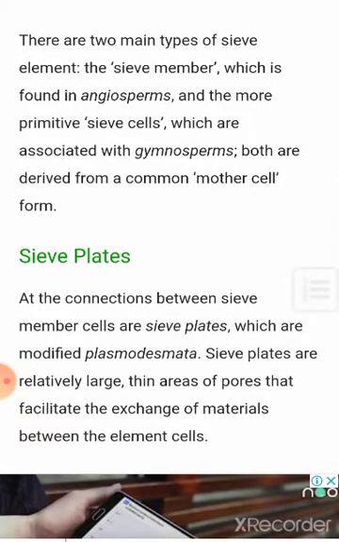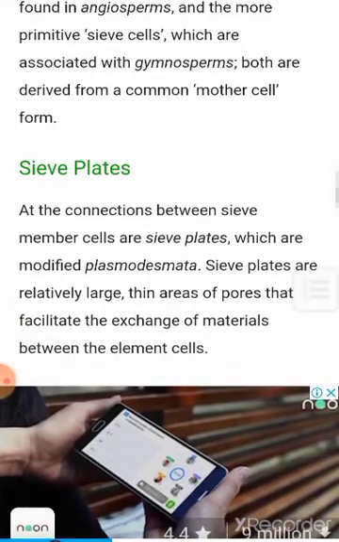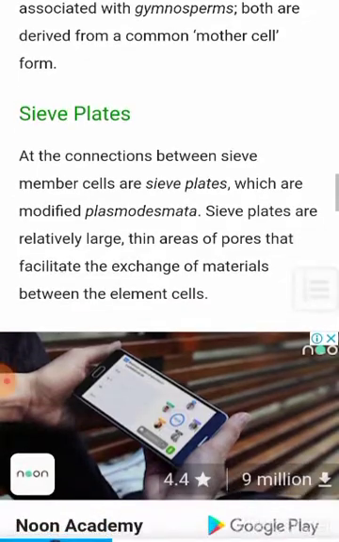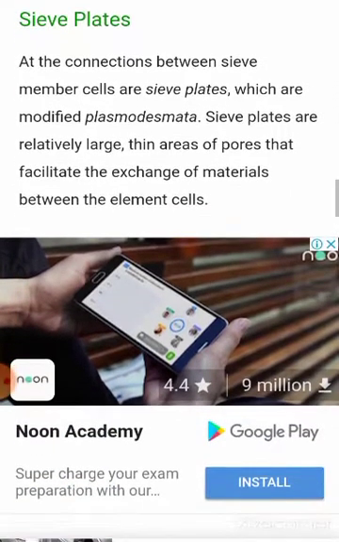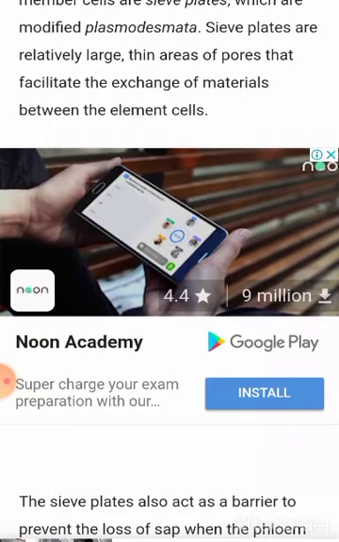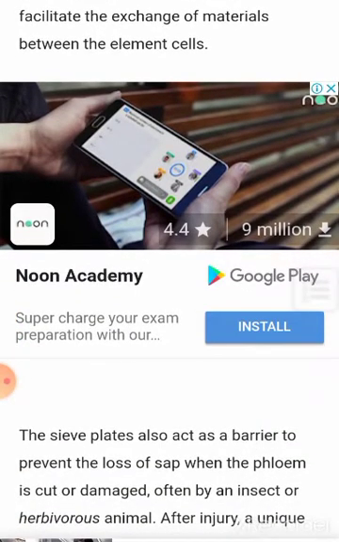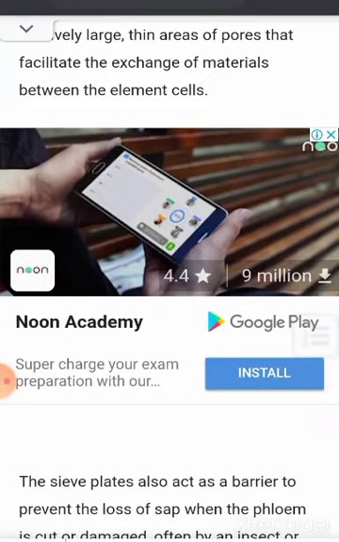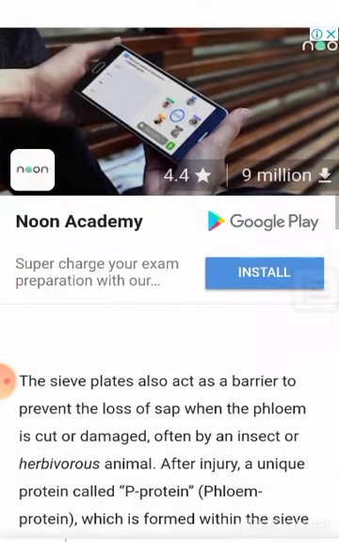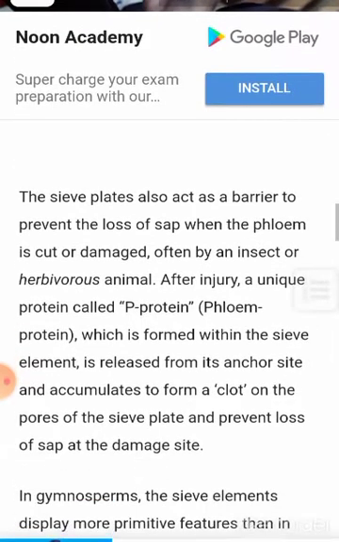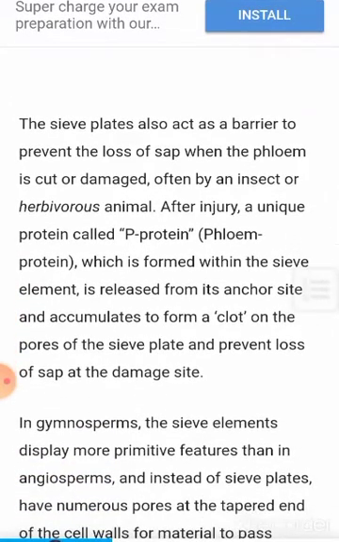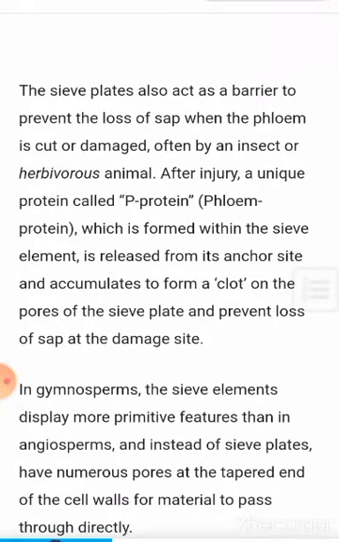You see the sieve plates at the connections between sieve member cells, which are modified plasmodesmata. Sieve plates are relatively large, thin areas of pores that facilitate the exchange of materials between the element cells. The sieve plates also act as a barrier to prevent the loss of sap when the plant is cut or damaged, often by an insect or herbivorous animal.